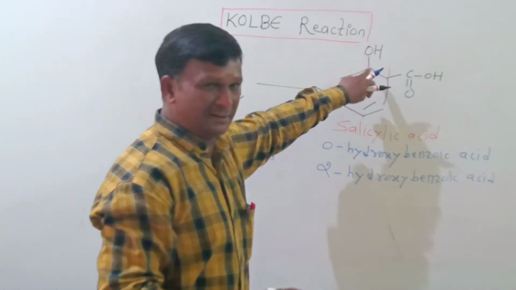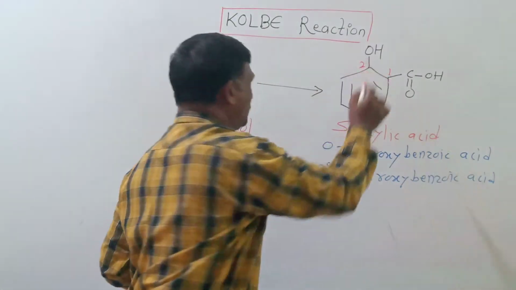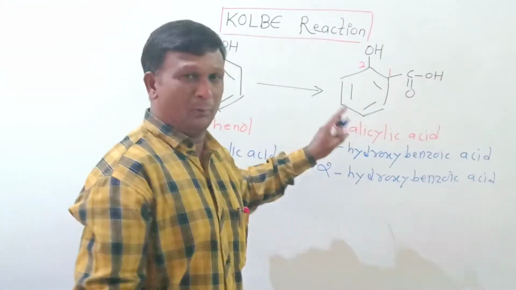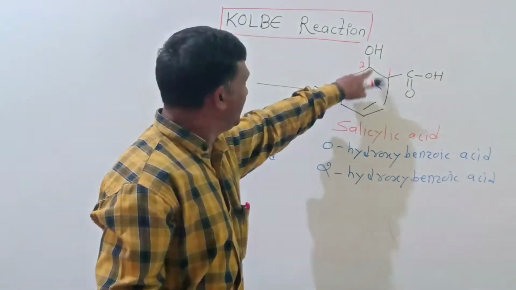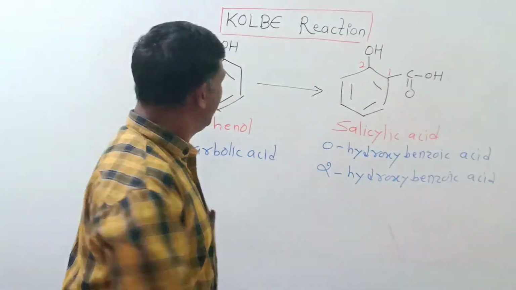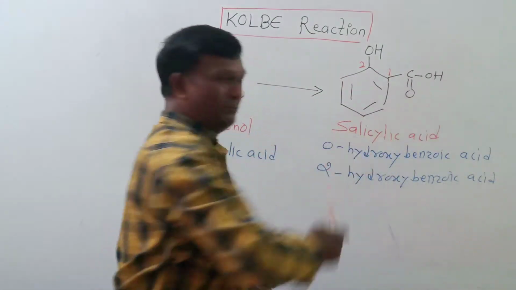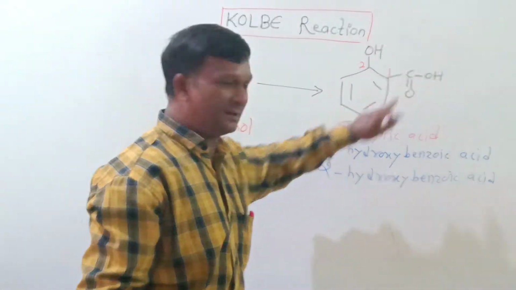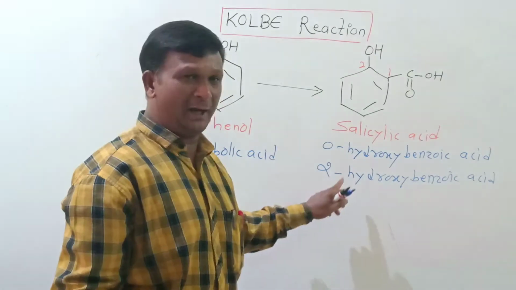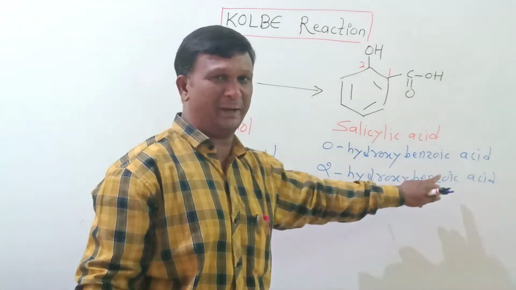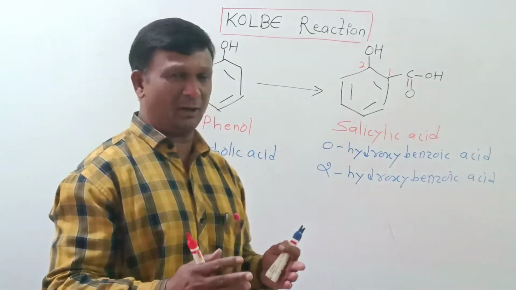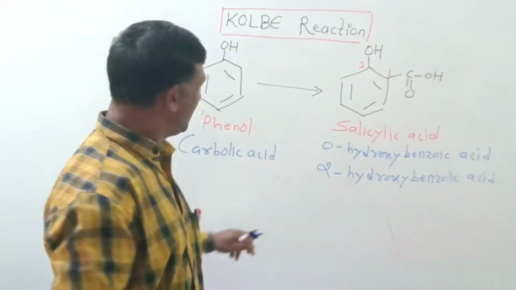So its adjacent position is called position number 2. As per this system, we will find that on the second carbon there is a hydroxy group, so it is 2-hydroxy, and this basic system where the COOH is attached with benzene is called benzoic acid. So in this way it will become 2-hydroxy benzoic acid. Whenever we go for IUPAC nomenclature, we have to use the number system.